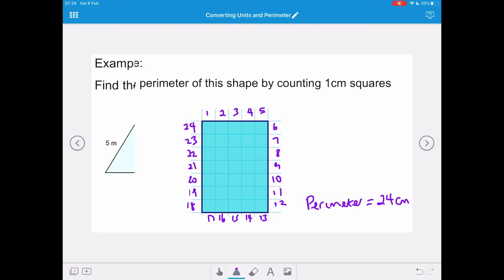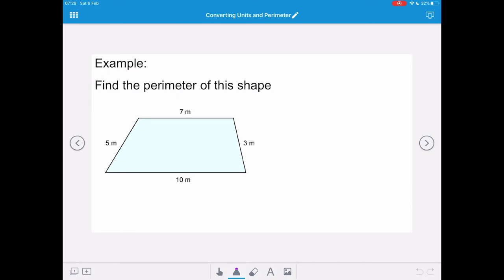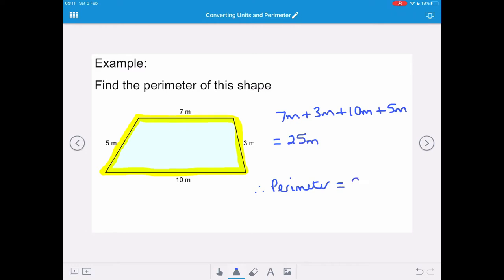Now we don't always need to count squares if we're given the measurements, or we can use a ruler to measure it for ourselves. So we want to find the perimeter of this shape, and you can see we've got a trapezium and it's got a top edge of 7 meters. So we're going to start there, and then we're going to add on the 3 meter side, the 10 meter side, and the 5 meter side to get back to where we started. So our calculation is going to be 7 meters, add on 3 meters, add on 10 meters, and finally add on the 5 meters. And if we add all of them together, we get 25 meters. So we can say that the perimeter of this shape is 25 meters, making sure that we have correct units on our answer.